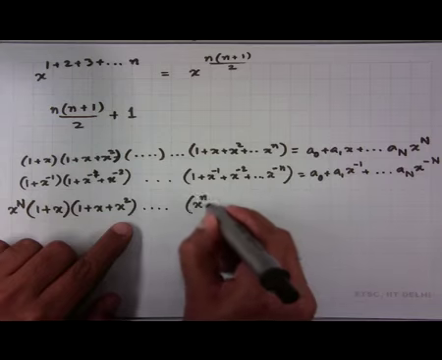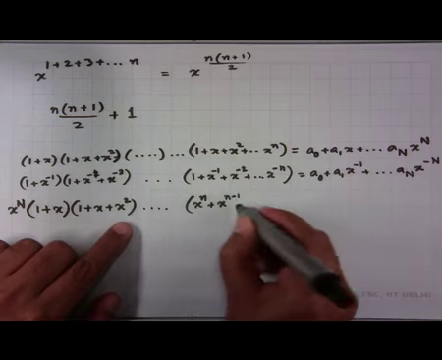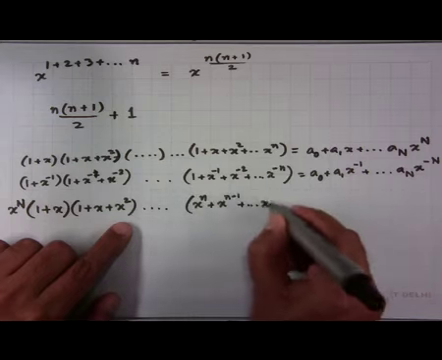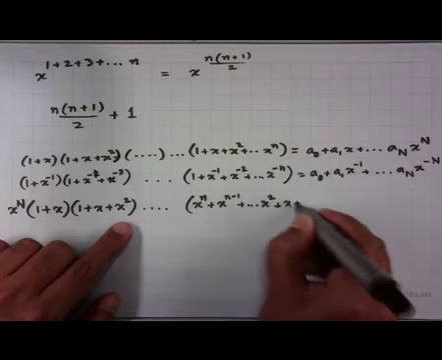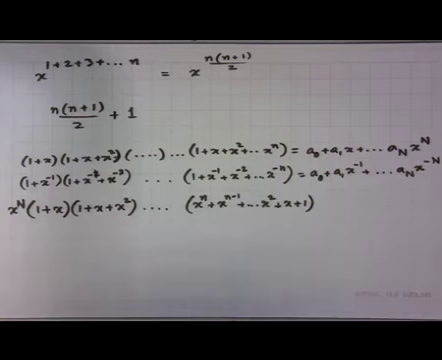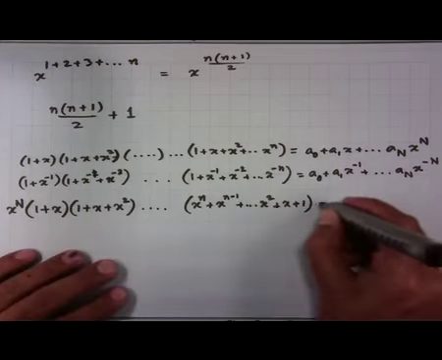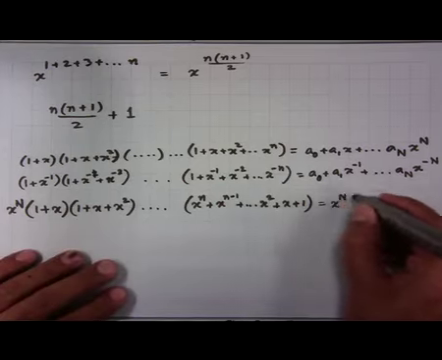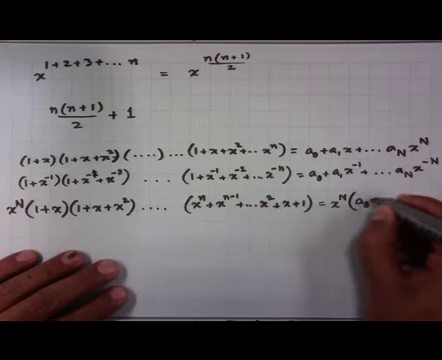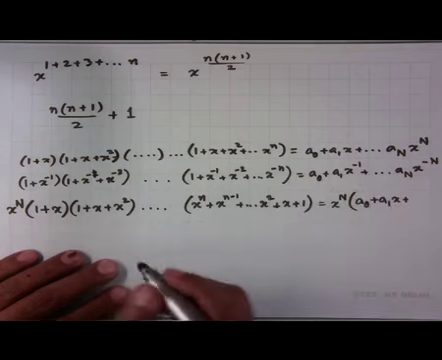x^n plus x^(n-1) all the way till x squared plus x plus 1, right, and that is going to be equal to x^n times a 0 plus a 1 x plus up to a n x^(-n).